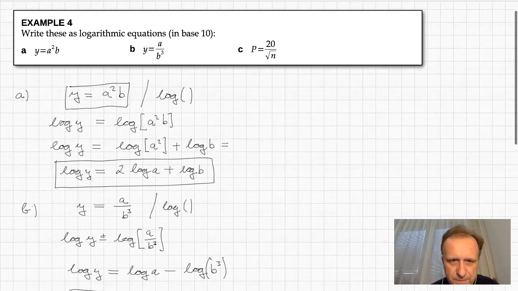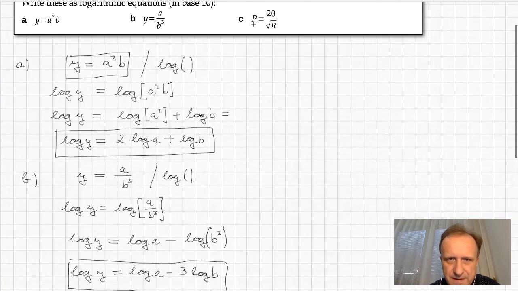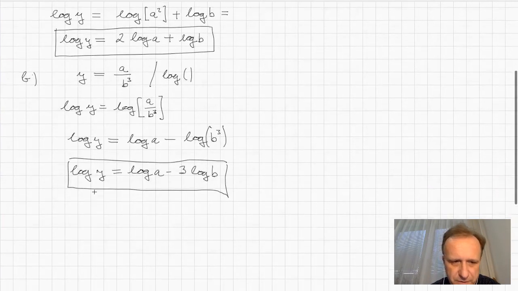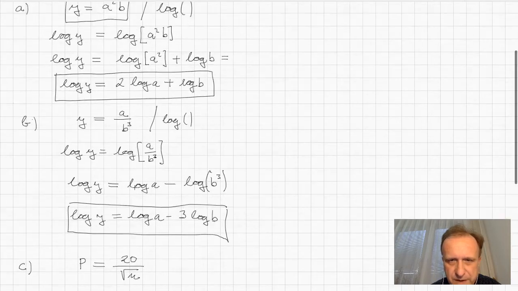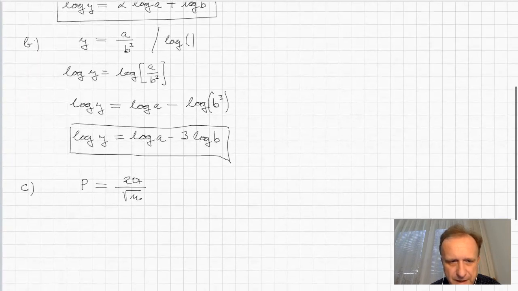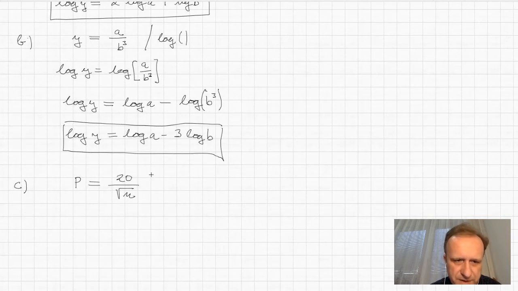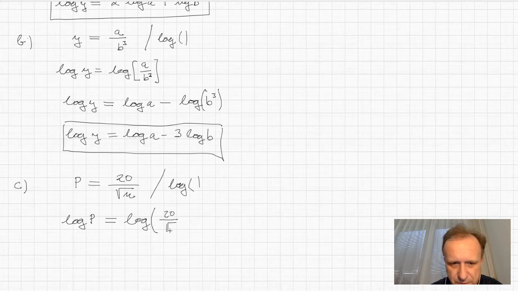Okay, so the last part is C. It's p equals 20 over square root of n. So in part C we have p equals 20 over square root of n. So this is the equation. Let me check it. Yeah, and what we need to do again is to replace it by the logarithmic equation. So again, take the logarithm of both sides. So on the left hand side I have the logarithm of p. It should be equal to the logarithm of 20 over square root of n.